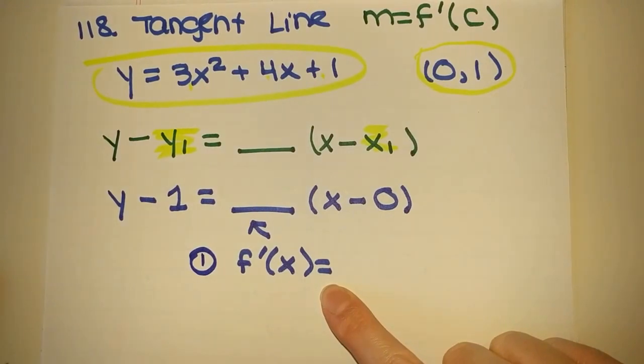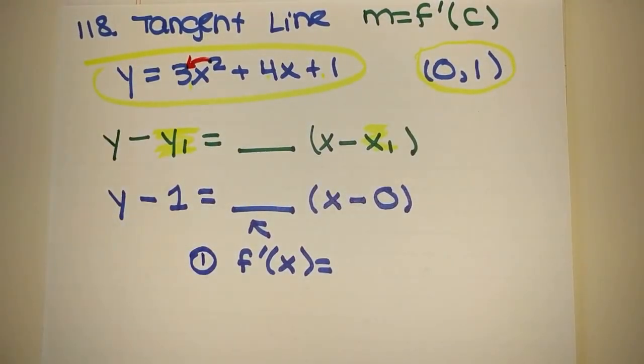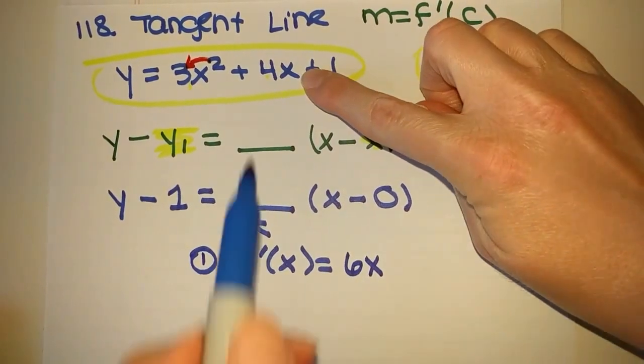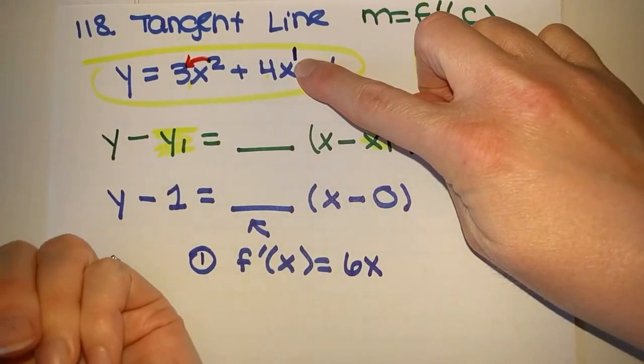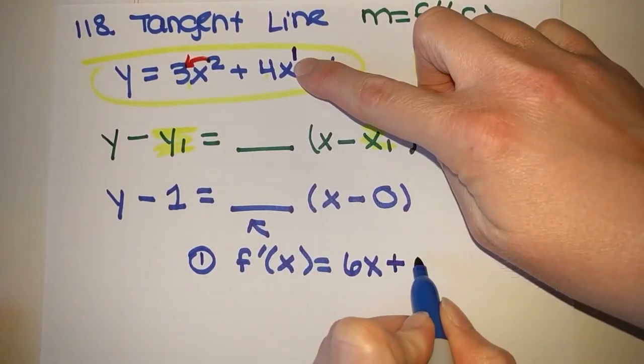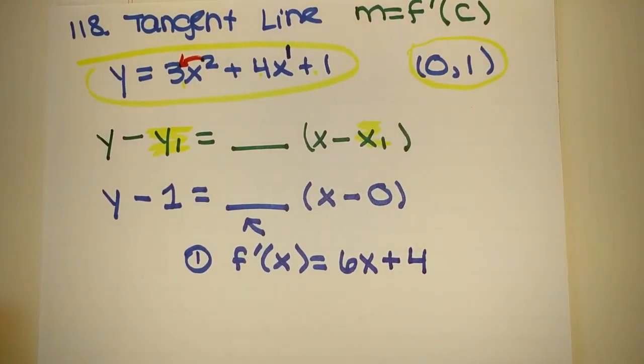So here I can bring down the exponent, so I have 3 times 2, which gives us 6x. The second term is 4x to the first power. That first power is a linear term, so that's going to be plus 4, just the coefficient. And then the plus 1, of course, is a standalone constant, so that goes to 0.